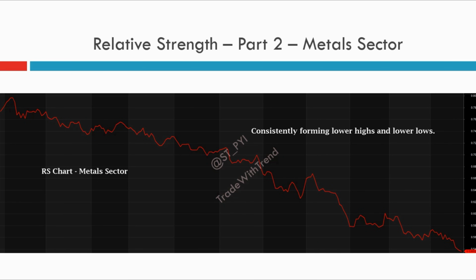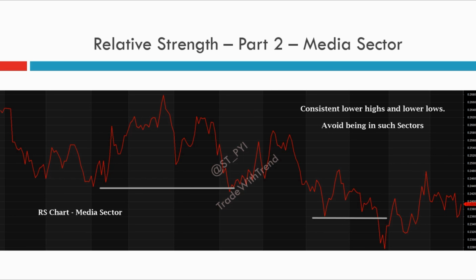So here we have the metal sector. Again, this is a secular distribution that is happening in this sector at this stage. So if you're somewhere here, this sector is not for you in case you want to plan out a long trade. The reason is at every level we are seeing a pivot violation when it comes to the relative strength line. So clearly there is some strong distribution going on here, and this sector becomes a strong avoid.